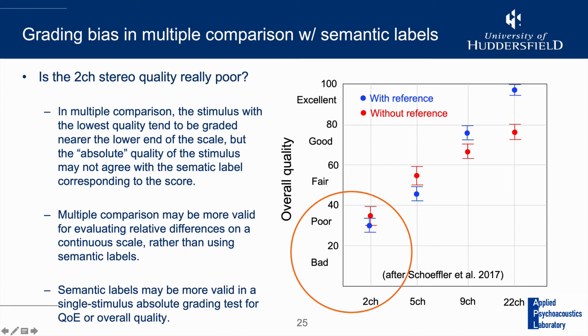So if we like the quality of the two-channel stereo and enjoy it in an absolute sense, then the quality of experience would be graded high. So perhaps multiple comparison tests may be more valid for evaluating relative differences on a continuous scale rather than using semantic labels. And semantic labels may be more valid in a single stimulus absolute grading test for global attributes like quality of experience, overall listening experience, or even preference. Because then we can evaluate each stimulus in a more realistic way.